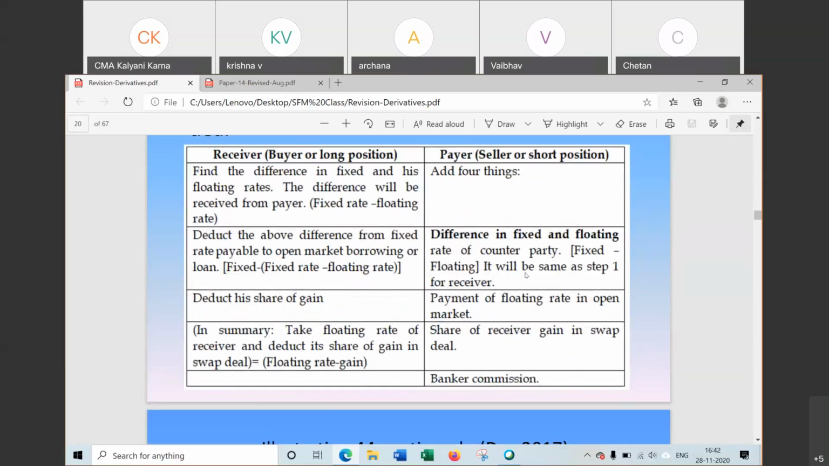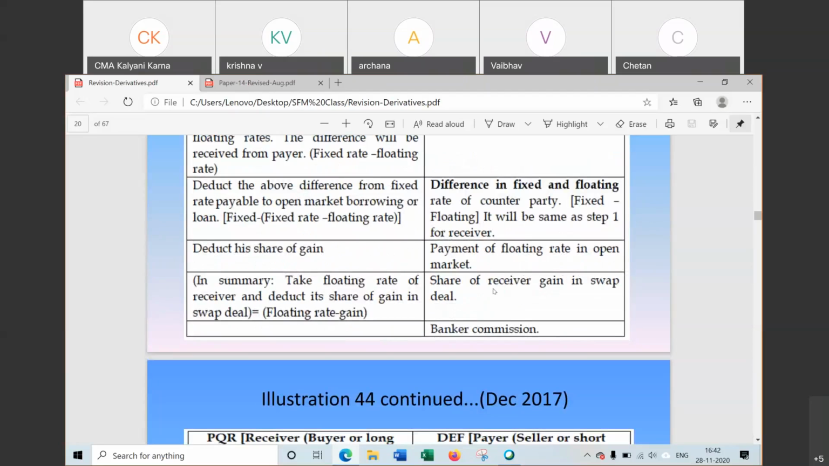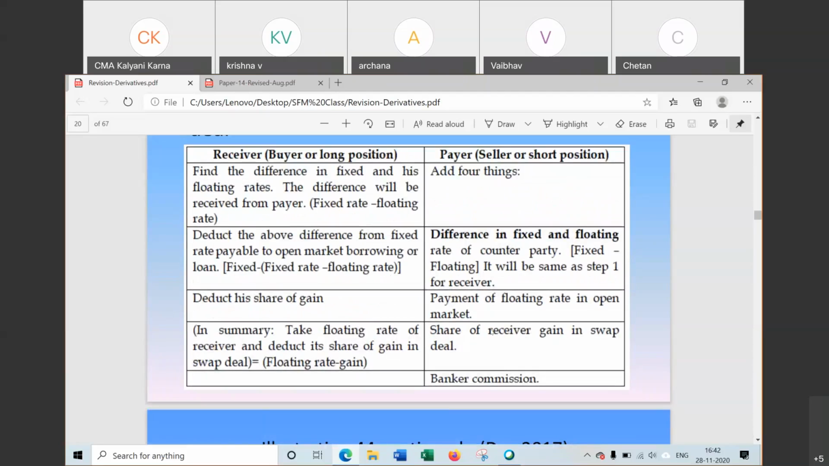For the payer, add 4 things. What are the 4 things? First, the difference: fixed minus floating rate of the receiver. Plus the payment of floating rate in the open market, that is the payer's own floating rate. Then a share of the receiver's gain in the swap deal, and the banker commission. So we will add 4 things here.